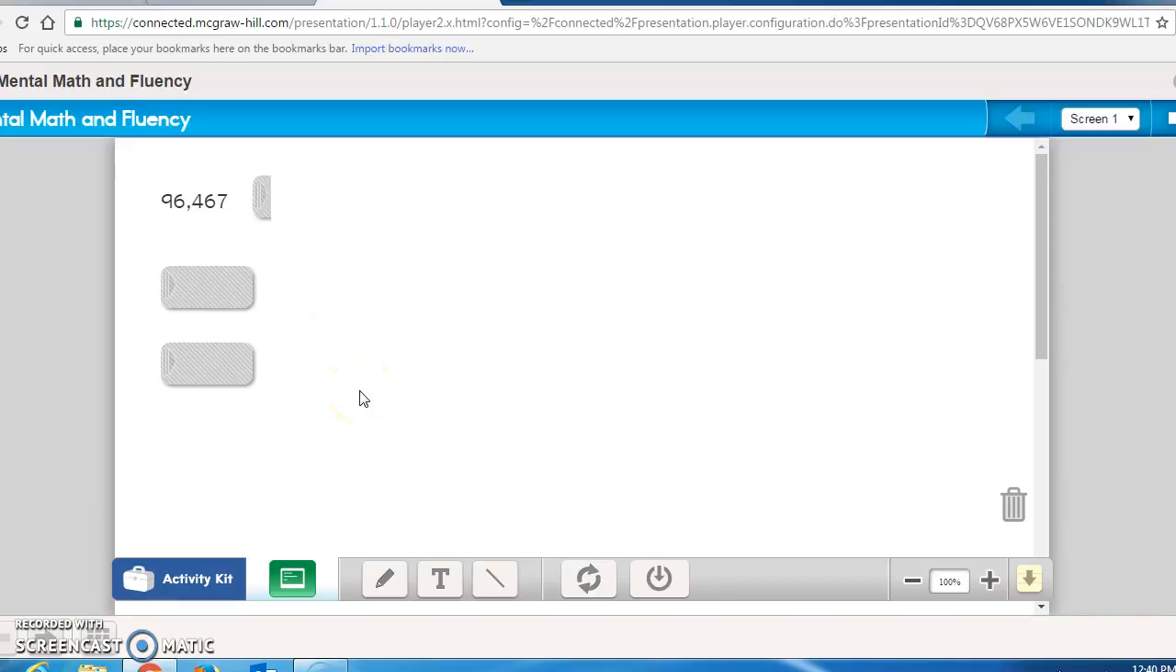Read these numbers aloud. Remember, we say the numbers that are in front of the commas together and behind the commas together. For instance, this one we would say is 96,467. Same thing for the next number, 83,050. And our final number, 12,006.